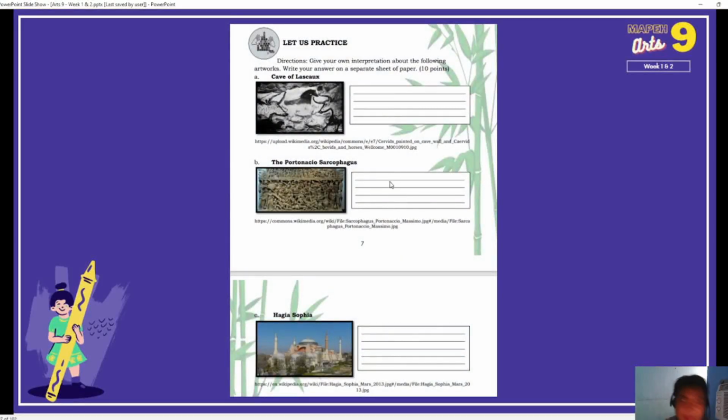Kindly check your LAS between the pages 7 and 8. So let us practice directions. Give your own interpretation about the following artworks. Write your answer on a separate sheet of paper. So this one is for 10 points. The Cave of Lascaux and the Porto Nacio sarcophagus. You may search it on the internet. Last is the Hagia Sophia. Once again, all you have to do is check these artworks and then kindly give me your interpretation about these following artworks, okay?